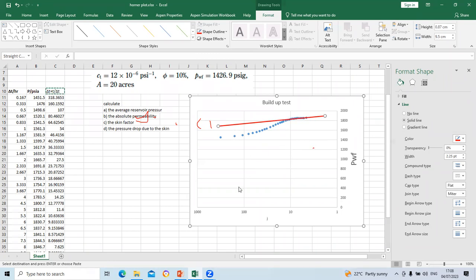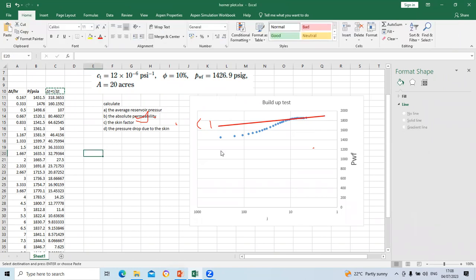Now, how do we identify the gradient of the straight line? What we are going to do is identify the start point and the end point of that straight line based on this data that we have.